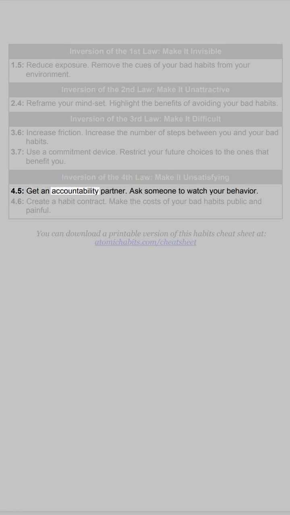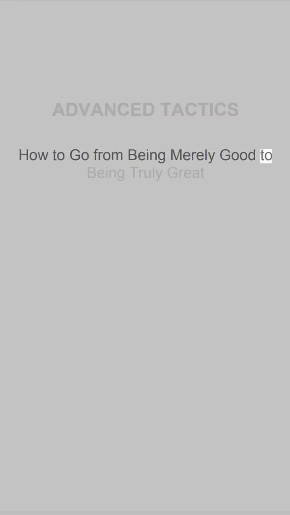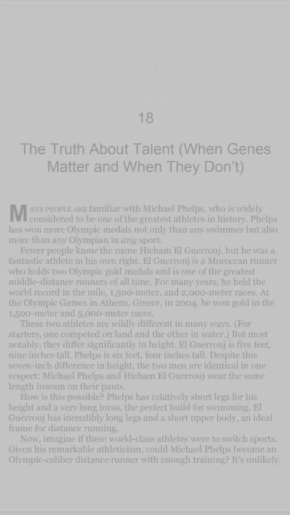4.5. Get an accountability partner. Ask someone to watch your behavior. 4.6. Create a habit contract. Make the cost of your bad habits public and painful. Advanced tactics. How to go from being merely good to being truly great.